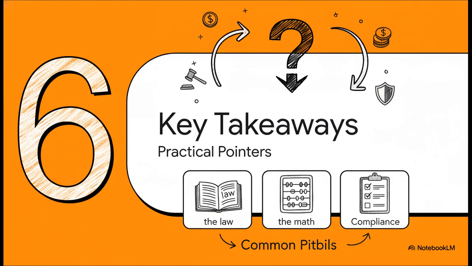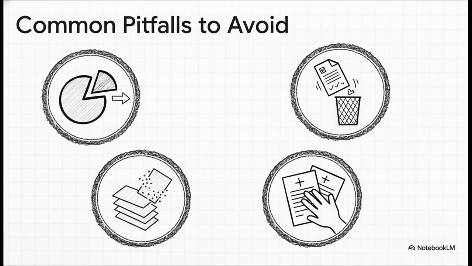All right, we've covered a lot of ground. The law, the math, the paperwork. Let's pull it all together now and look at some common tripwires that you really need to watch out for. Here are some of the most common mistakes we see. First, incorrect expense attribution, either being too aggressive or just plain sloppy.